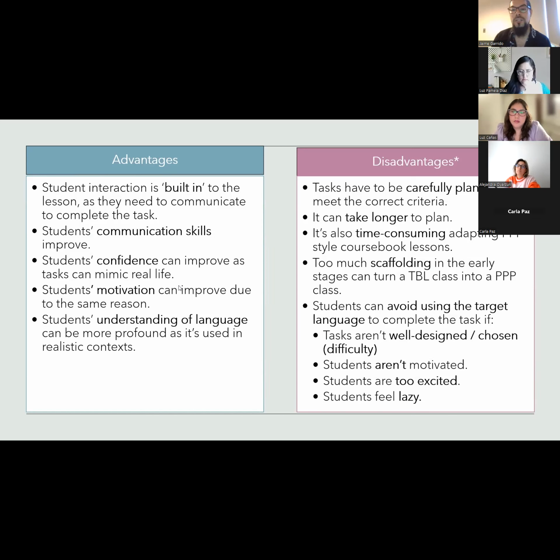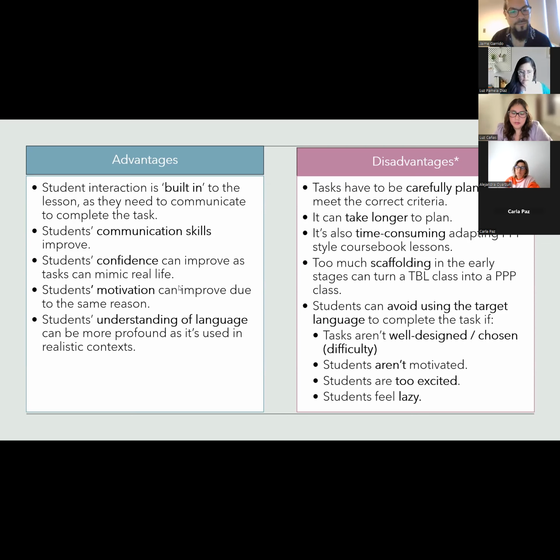Students can avoid using the target language. That can happen. It's ideal that they communicate in English in order to plan and get to this final outcome. But we understand that our Chilean students will rely on Spanish to complete the task. This happens if the tasks aren't well designed or well chosen, probably it's too difficult for them. Students aren't motivated.